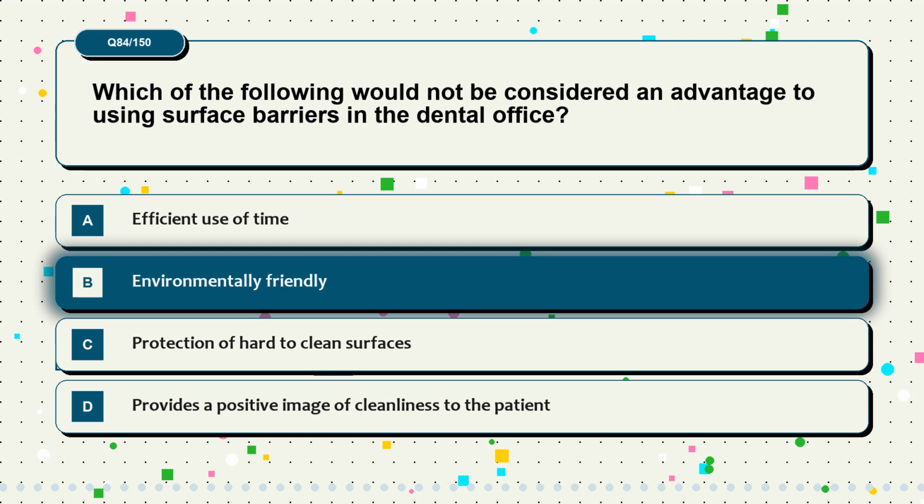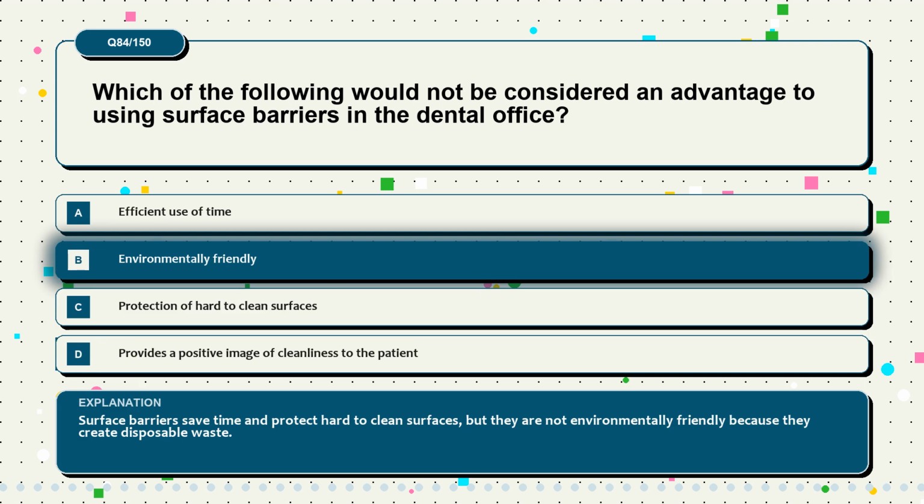The correct answer is option B. Environmentally friendly. Surface barriers save time and protect hard-to-clean surfaces, but they are not environmentally friendly because they create disposable waste.